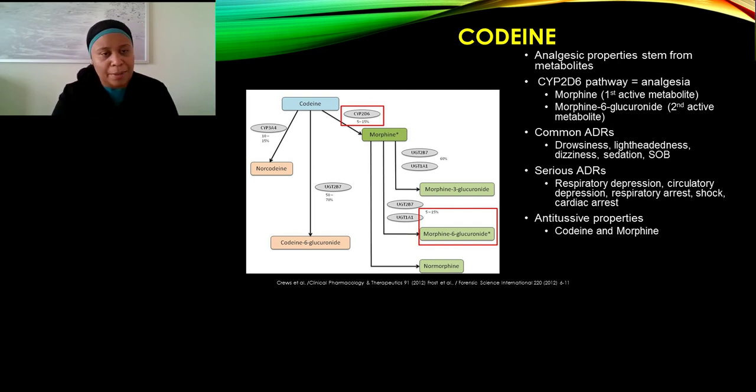So codeine goes through a pathway, and without the conversion by the CYP2D6 pathway, patients are only getting the antitussive effects of codeine. In order for them to get analgesia, it has to go through the CYP2D6 pathway, which converts it to morphine, and that's what gives them the analgesia. Otherwise, patients are only getting the antitussive effects.